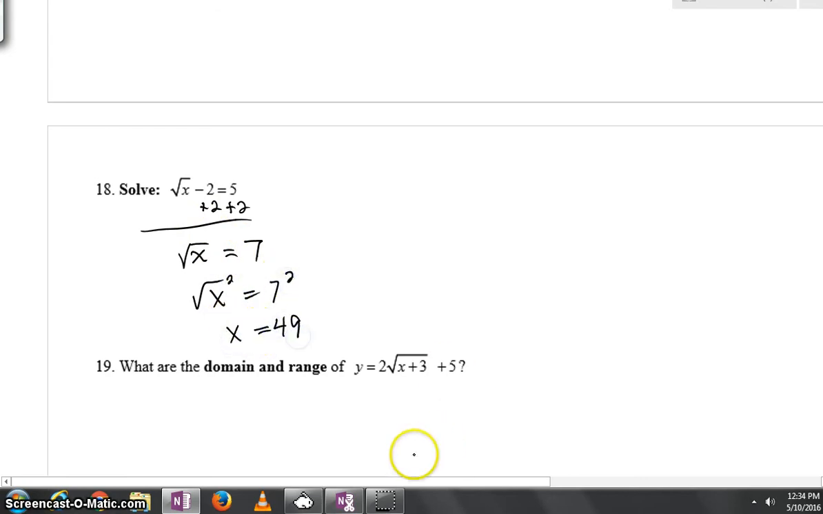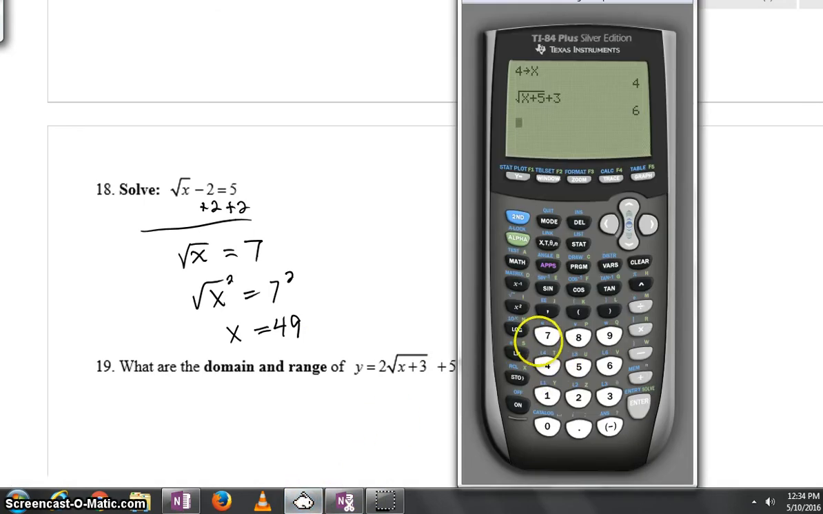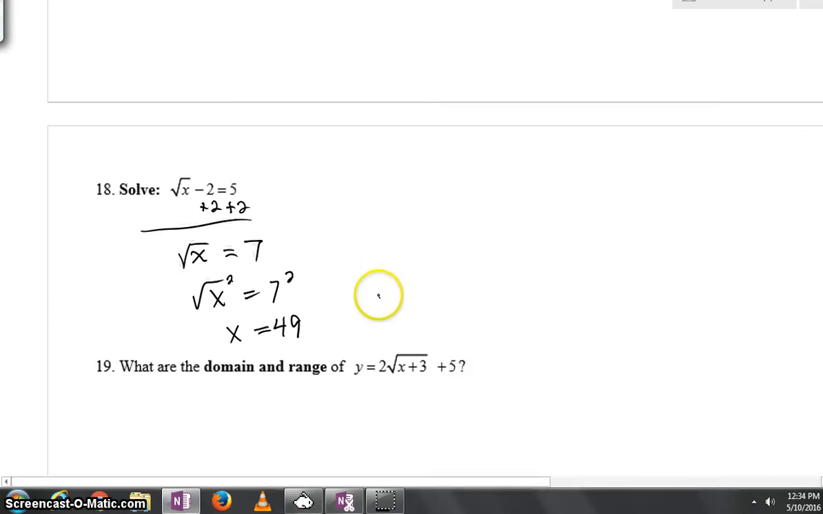Now again, be careful. You want to make sure that this really is going to work. I'm going to take 49, press store right here by the 1 button. And I'm just going to type in the square root of x, hit the right arrow to leave the radical, hit -2. That's your left side. If it works, we should get a 5. It does. It works. It checks. And we're good to go.